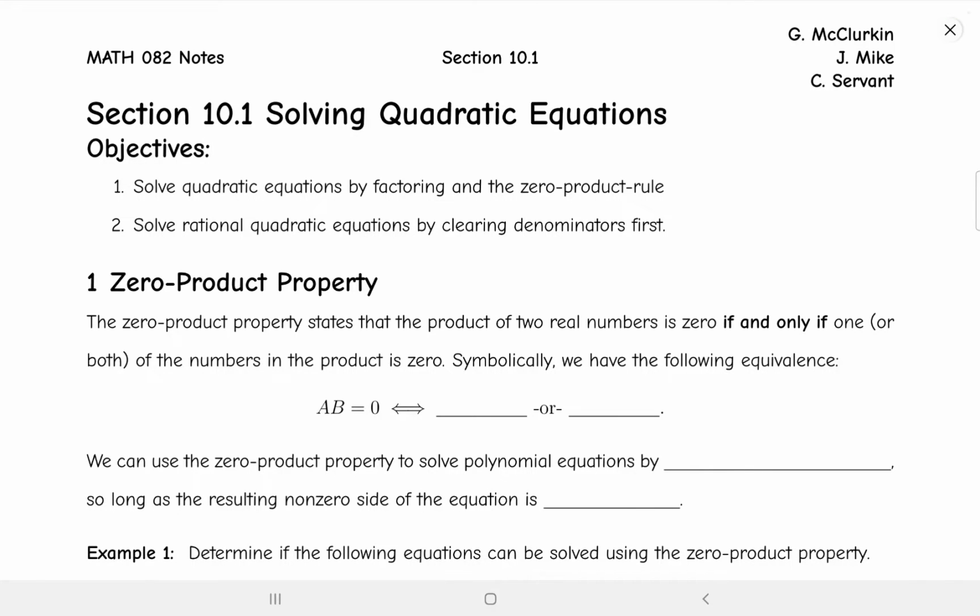Today I'm going to cover section 10.1, solving quadratic equations. Objectives: solve quadratic equations by factoring and the zero product rule. Solve rational quadratic equations by clearing denominators first.